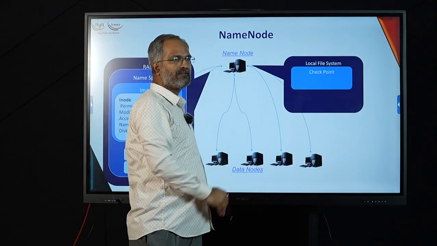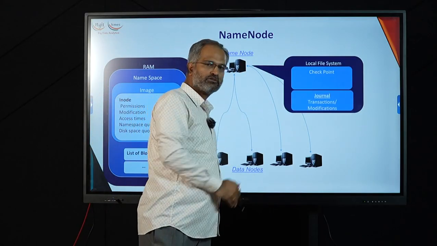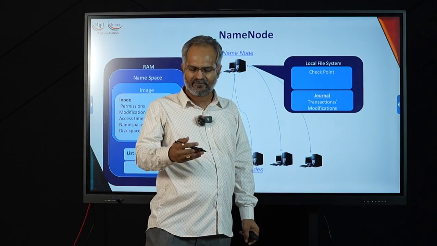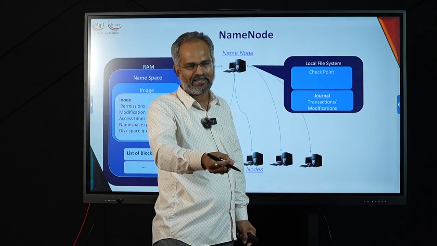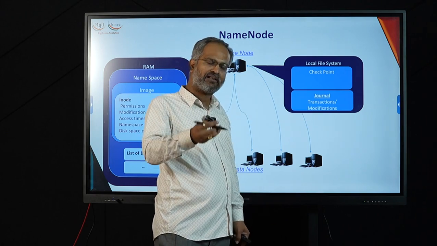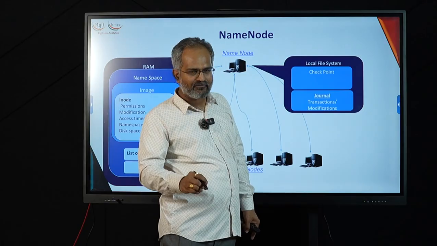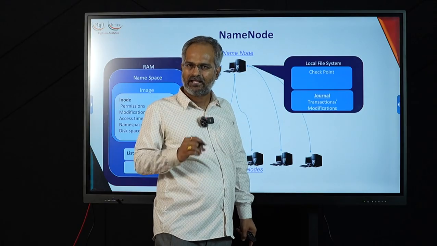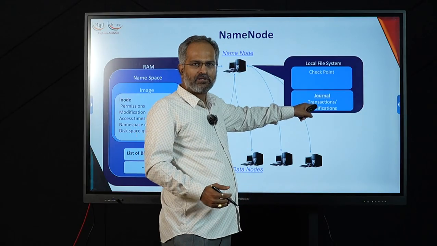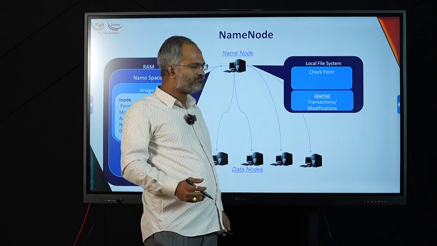And along with this checkpoint, it will maintain the journal also. Journal means the transactions or modifications. Let us say, for example, if you upload some file, that transaction will be created. If you delete a file, another transaction will be added. Like this, each and every transaction will be recorded in the journal.